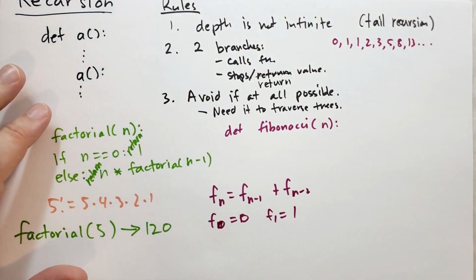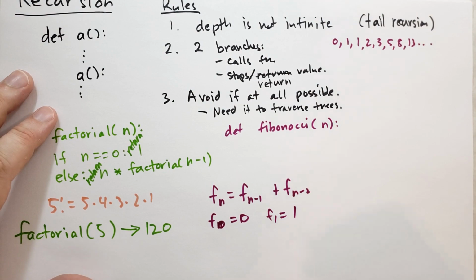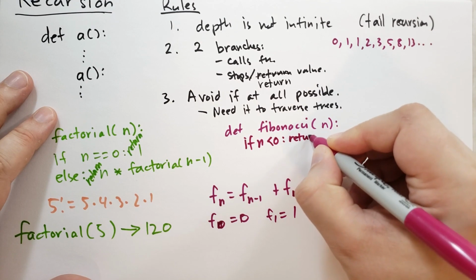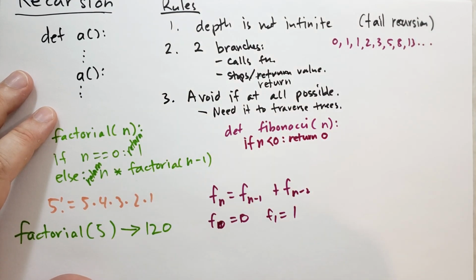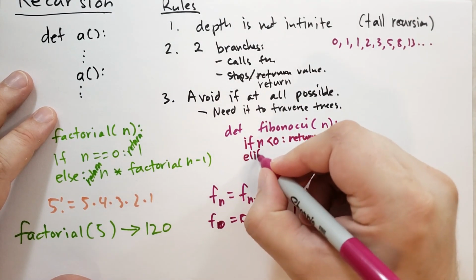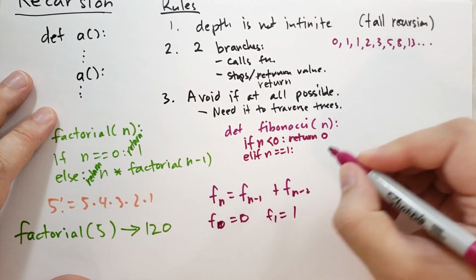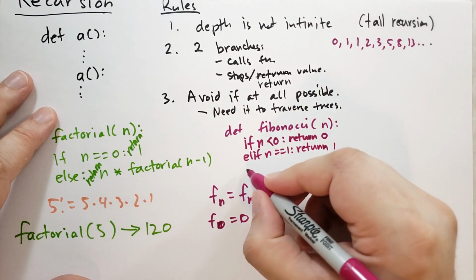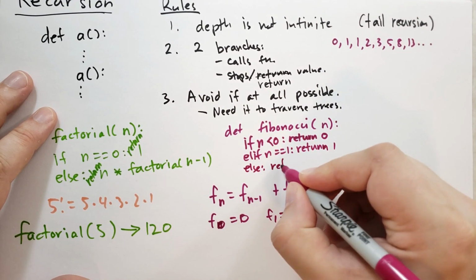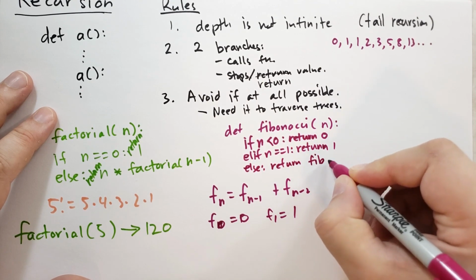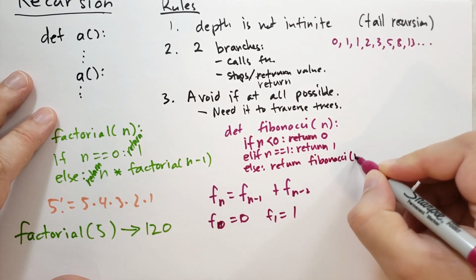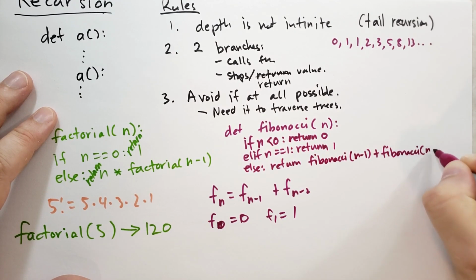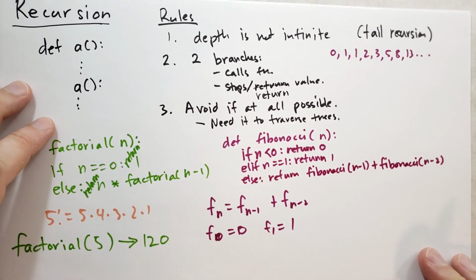So the Fibonacci series, we are going to say if n is less than 0, return 0. Okay. If n is equal to 1, return 1. That's a return. And then else return Fibonacci of n minus 1 plus Fibonacci of n minus 2. Okay, so let's walk through this.